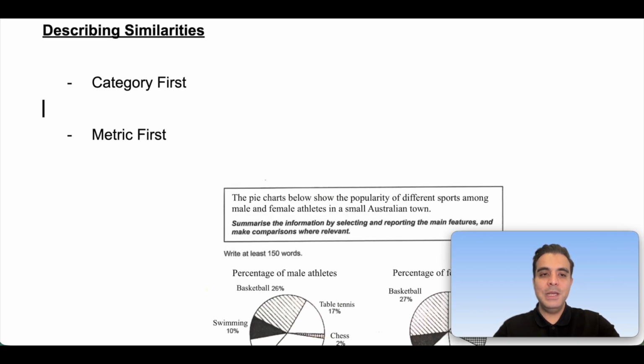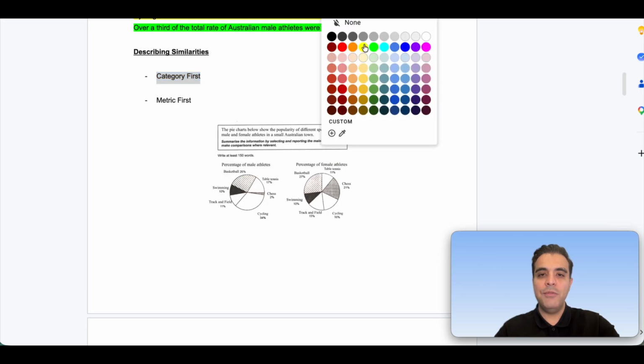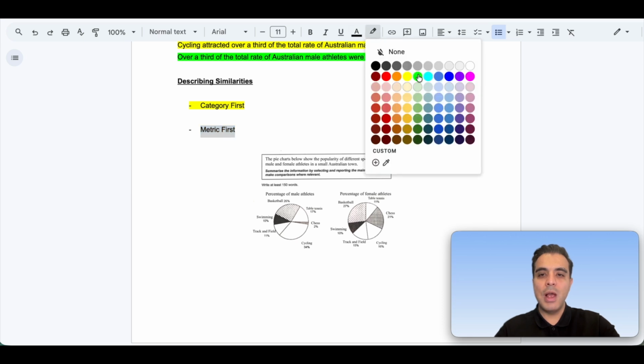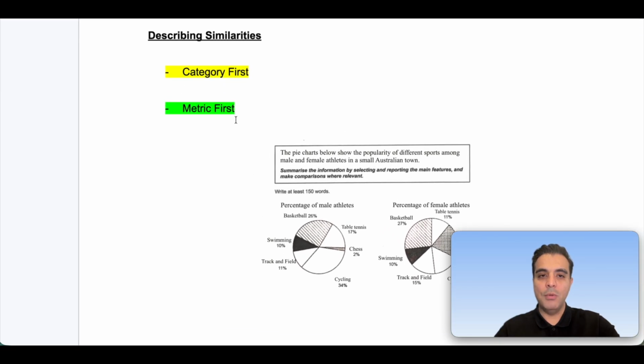Once again, let's begin with the category first. And I'm going to use the same highlighting as before. We're going to highlight category first structures in yellow, and we'll use green to describe metric first structures in the examples that will follow. But remember, because we're comparing categories, we're going to have two, right? So we're comparing, for instance, table tennis to swimming. So we have two categories here. So I'm going to label these as category A and category B. In the category first structure, we're going to begin with category A.